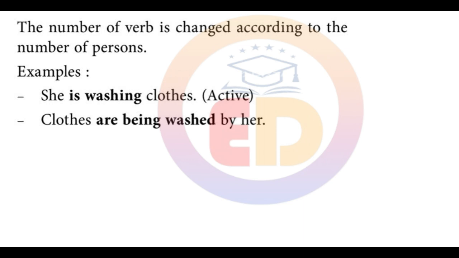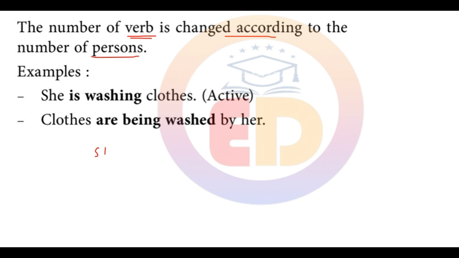The number of verb is changed according to the number of persons. Let us understand this. यहां पर मतलब यह है कि वर्ब को अगर सब्जेक्ट सिंगुलर है तो सिंगुलर रखना है, प्लूरल है तो प्लूरल रखना है. Let us understand through an example.